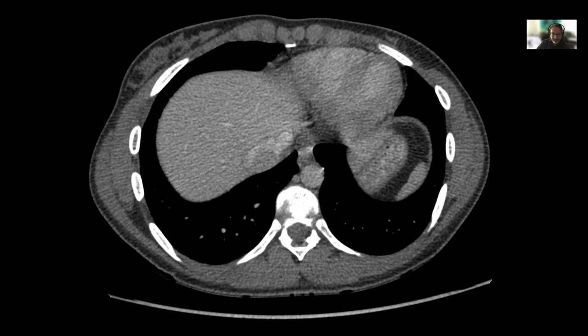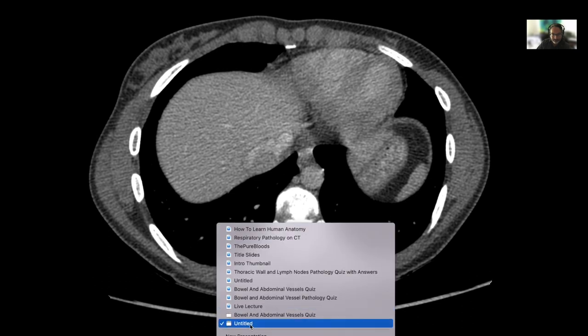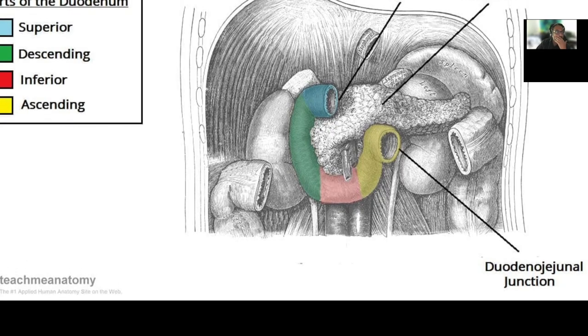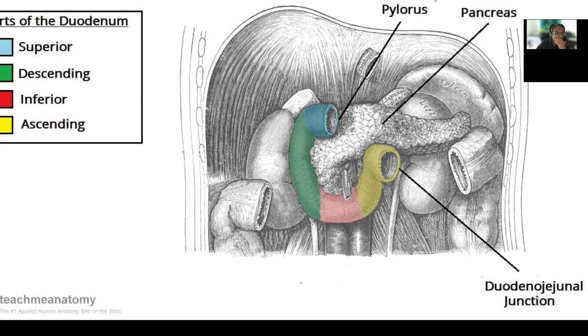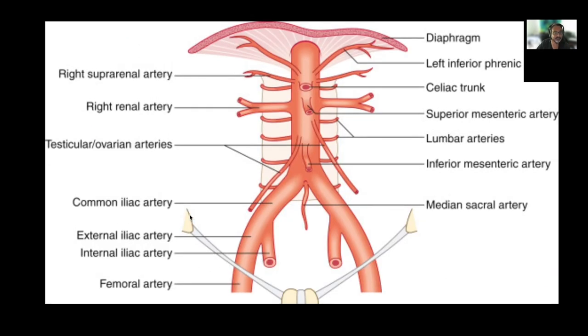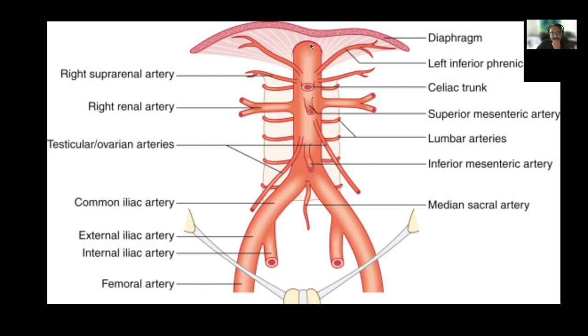As a matter of fact, let's just revise the blood supply first. Now this is a schematic diagram of the abdominal aorta. So there's a diaphragm, and as the aorta crosses the diaphragm, it becomes the abdominal aorta. Above the diaphragm is the thoracic descending aorta, and below the diaphragm it is the abdominal aorta.